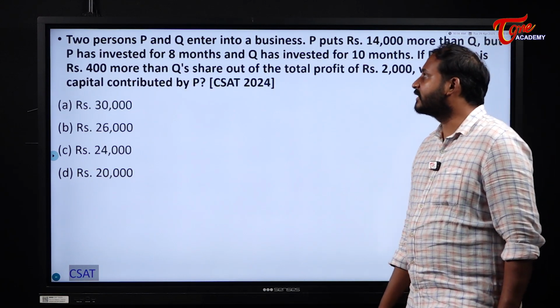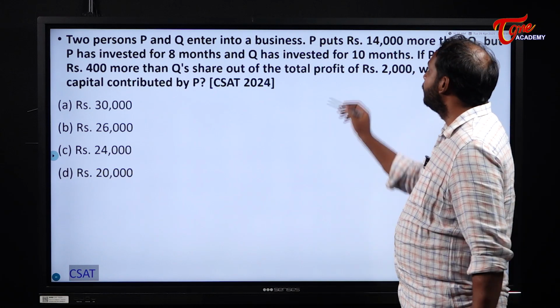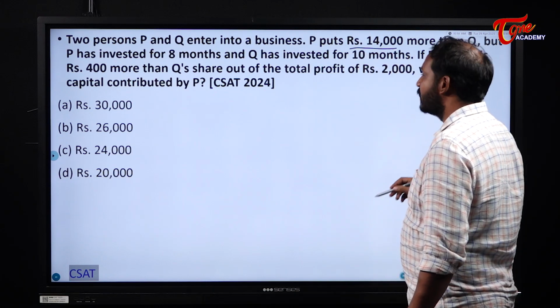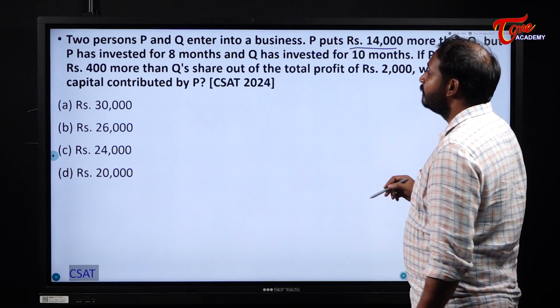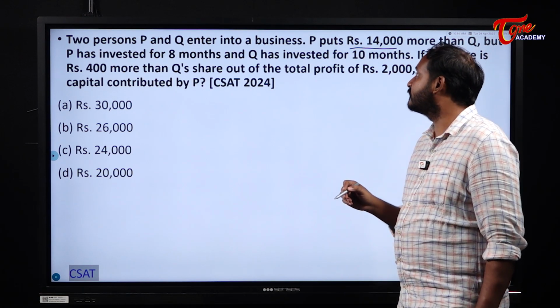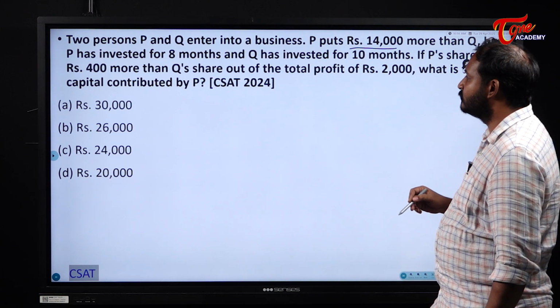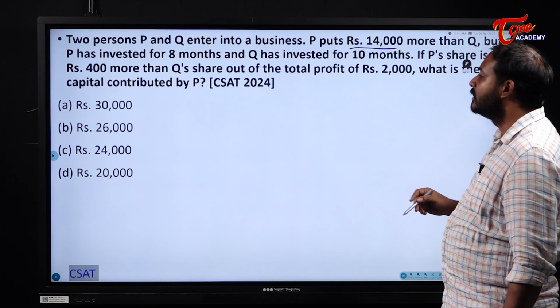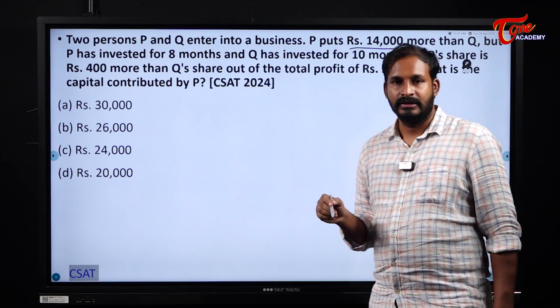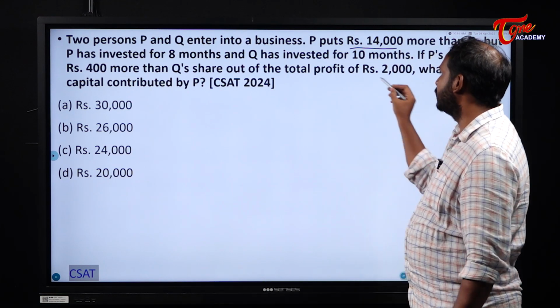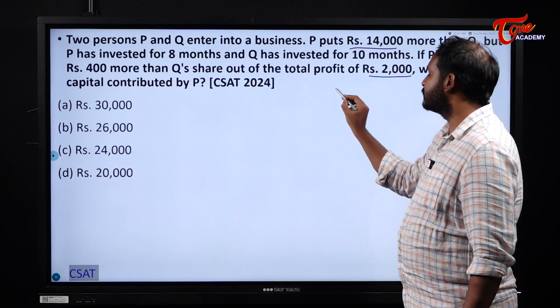Two persons P and Q enter into a business. P puts rupees 14,000 more than Q, but P invested for 8 months and Q has invested for 10 months. If P's share is rupees 400 more than Q's share out of the total profit of 2,000, what is the capital contributed? So first of all, please see here students, the total profit is 2,000, right?